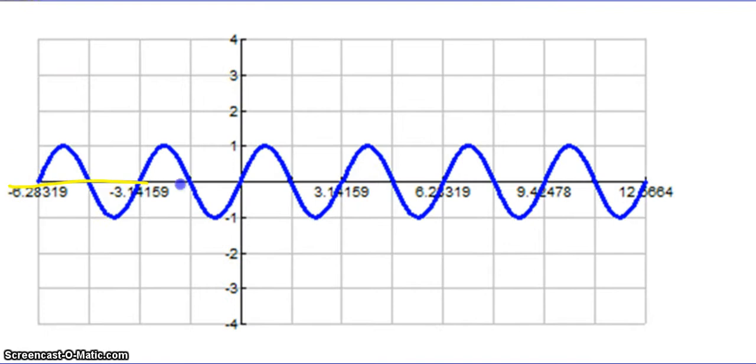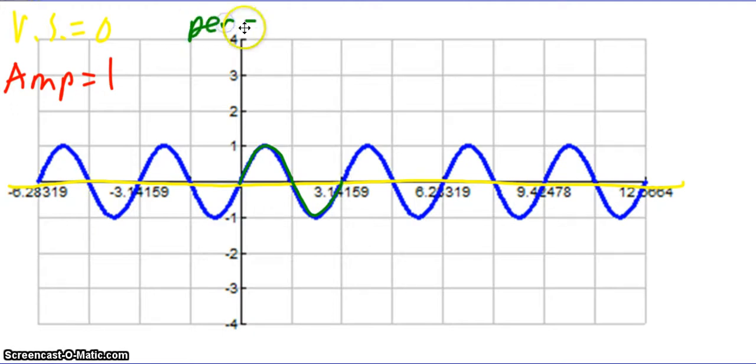Okay, here, no vertical shift, so that makes it nice. So vertical shift is 0, amplitude is 1, period now appears to be pi, so here again I'm going to draw in one period of a sine curve, that's pi, so that means b is going to be 2.